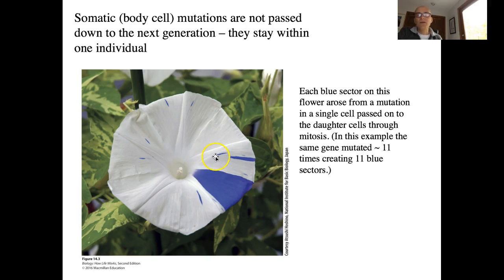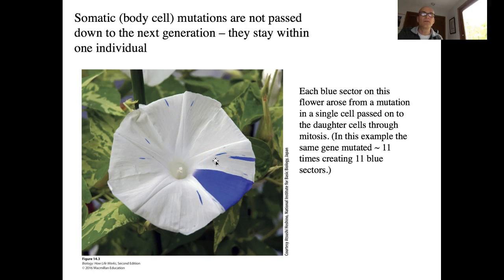And when it happened in one cell, that mutation was passed on to the next cell through mitosis. And so therefore you see these sectors where one mutation occurred maybe right here, and then all of these cells back here from here on out were affected. You can see here that there was a mutation in the cell that gave rise to this entire sector. So each blue sector on this flower arose from a single mutation in a single cell, and it was passed on to the daughter cells of that cell that had the mutation through mitosis. So in this example, the same particular gene was mutated 11 times, creating these blue sectors.